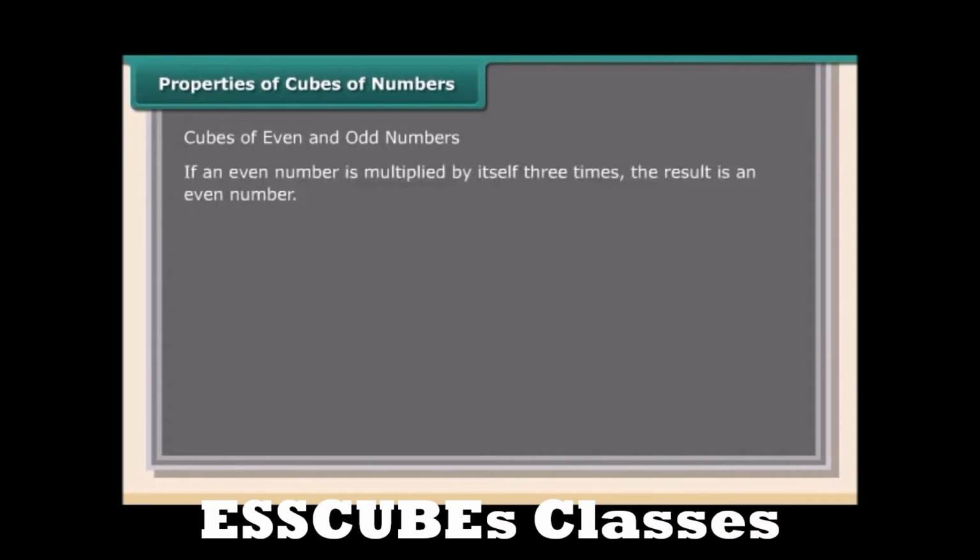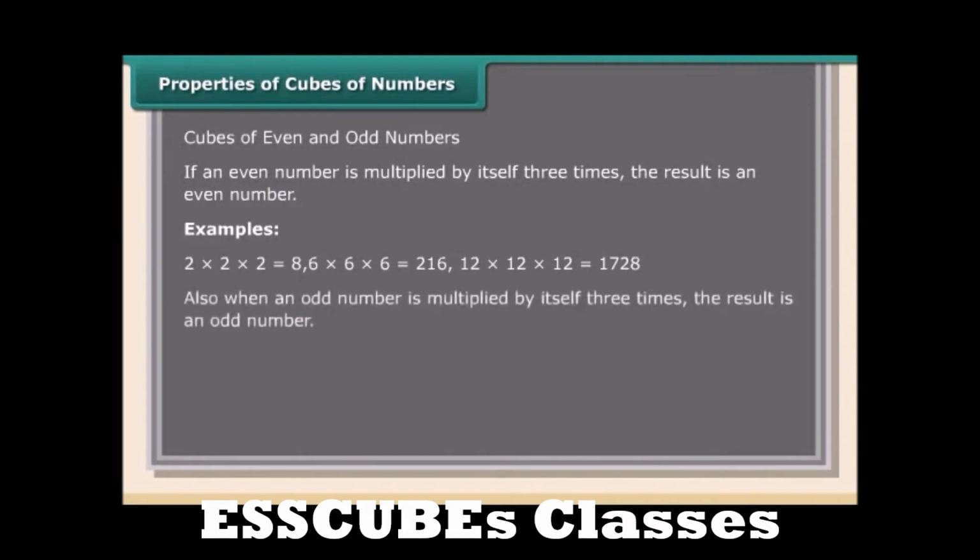Properties of cubes of numbers. Cubes of even and odd numbers. If an even number is multiplied by itself 3 times, the result is an even number. Examples. 2 into 2 into 2 is equal to 8. 6 into 6 into 6 is equal to 216. 12 into 12 into 12 is equal to 1728. Also, when an odd number is multiplied by itself 3 times, the result is an odd number.